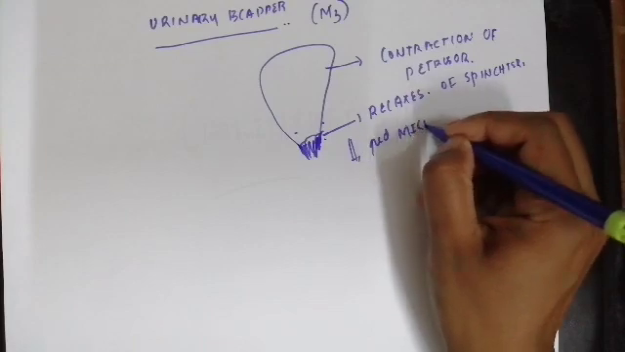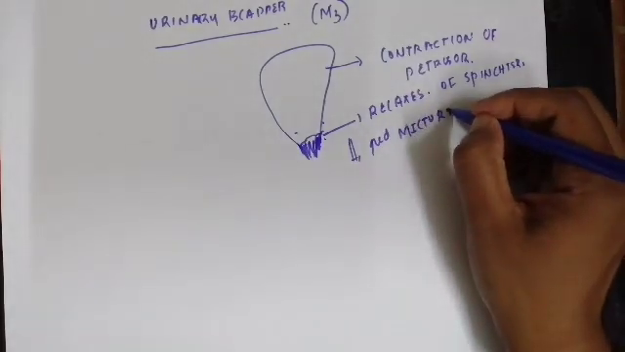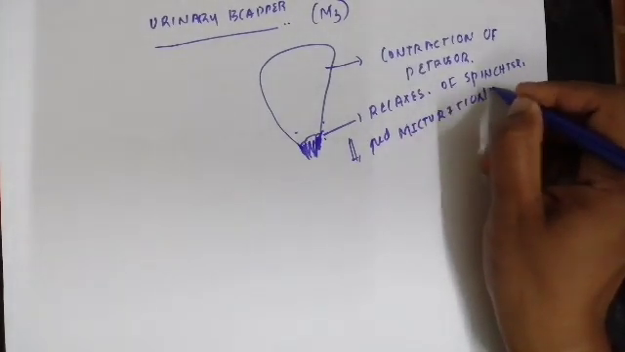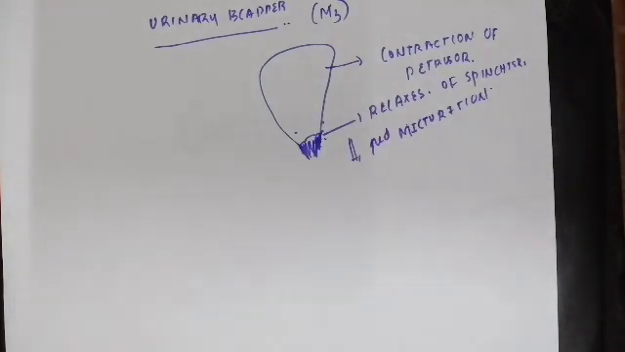So if you are using anticholinergic drugs, what happens? There will be urinary retention. So anticholinergics will be causing urinary retention. So how can you use cholinergics in the bladder? Cholinergics will be causing increased micturition.